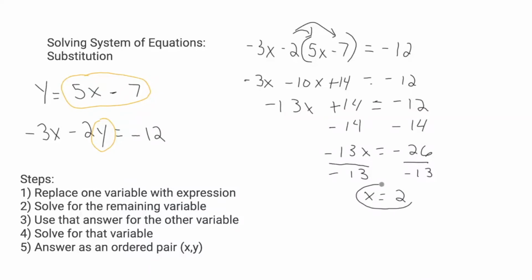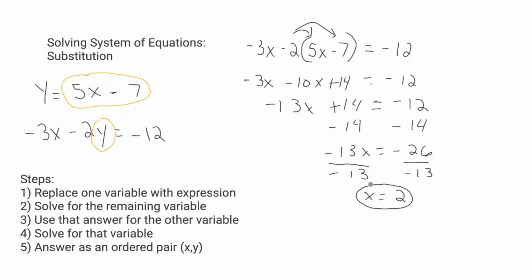Now we're not done, because for a system of equations you need an ordered pair. So you need an x coordinate and a y coordinate. Now that we solved for one variable, we have x equals 2. We're going to use that answer for the other variable, the one we don't have the answer for, which is y. It would work if you plug x equals 2 into this x and solve for y in that equation. But it's going to be a lot easier to solve for y here, since y is already by itself if we plug x in here.